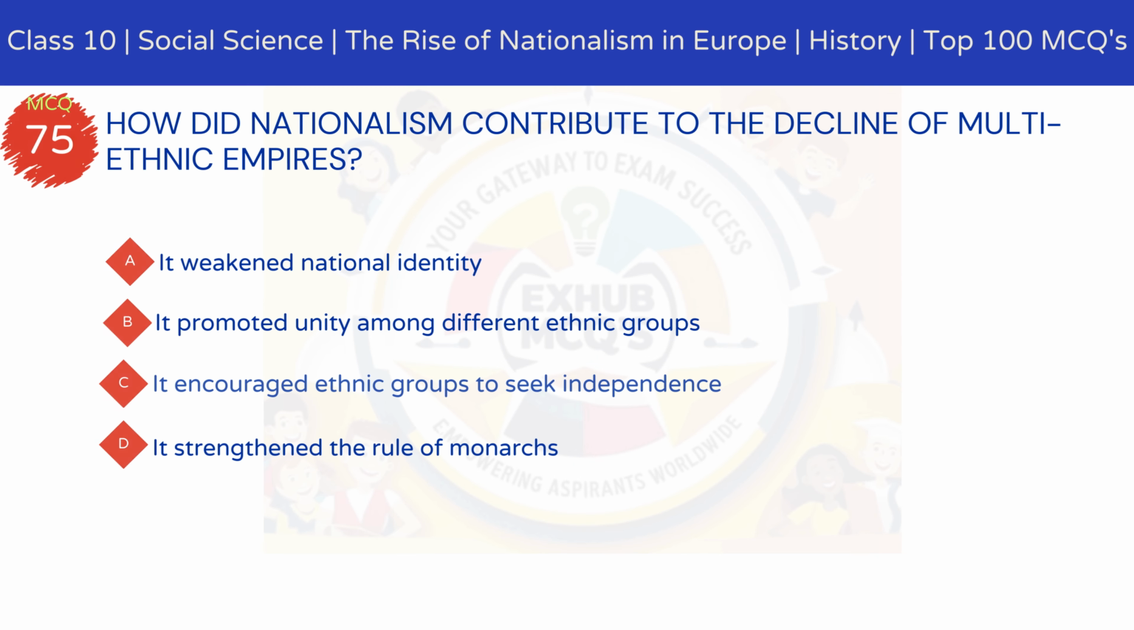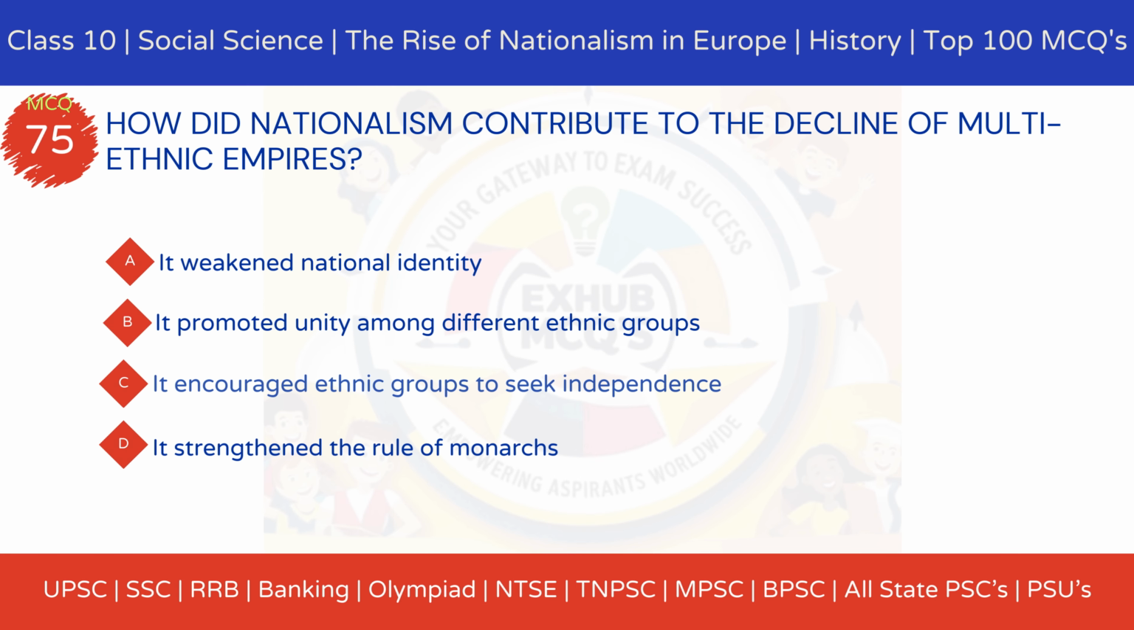MCQ 75. How did nationalism contribute to the decline of multi-ethnic empires? Option A. It weakened national identity. Option B. It promoted unity among different ethnic groups. Option C. It encouraged ethnic groups to seek independence. Option D. It strengthened the rule of monarchs.